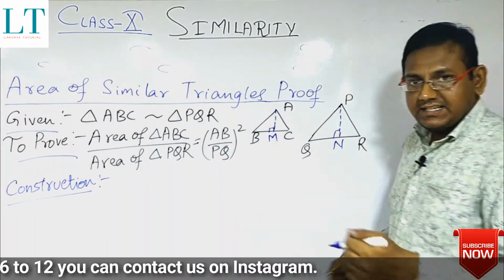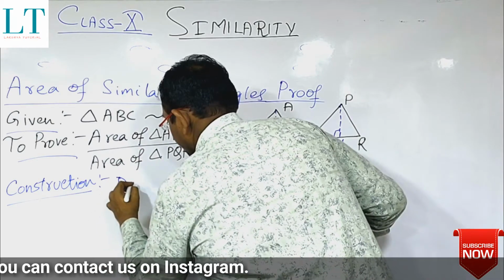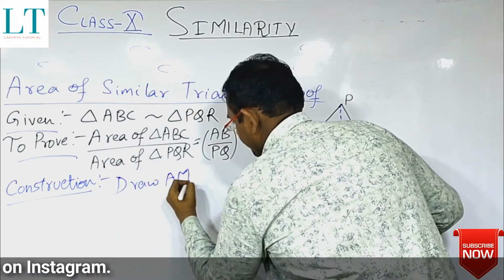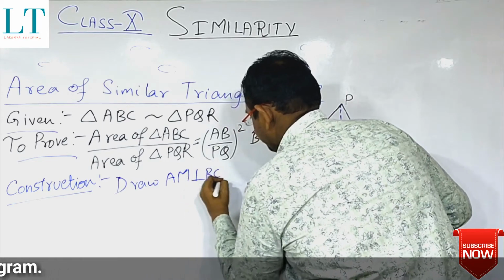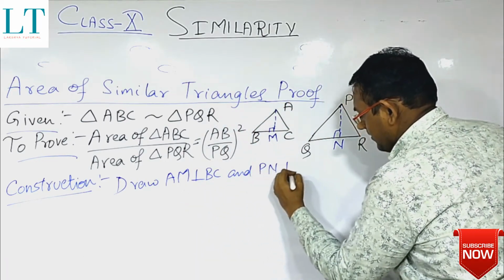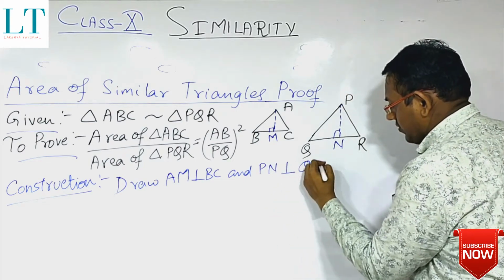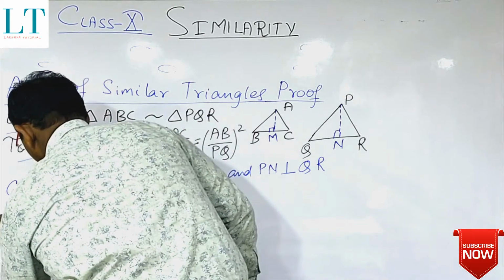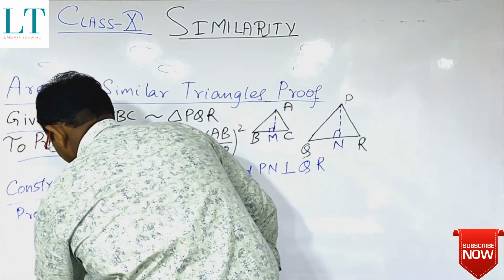Now let us write that construction. Draw AM perpendicular to BC and PN perpendicular to QR. So this is the construction. Now let us start with the proof of this one.